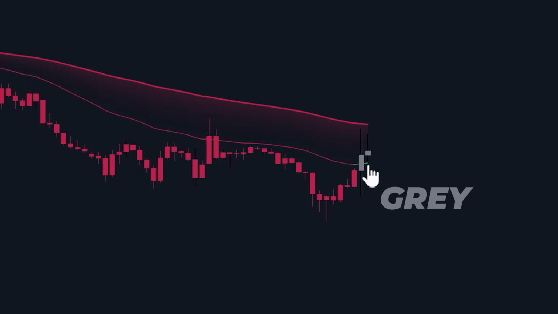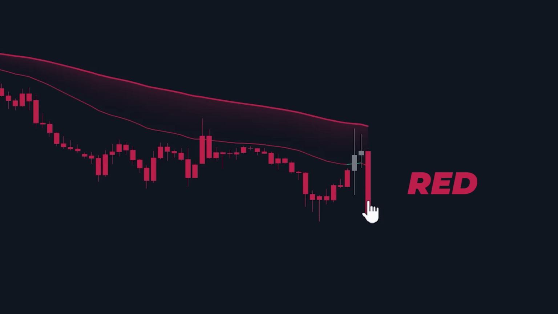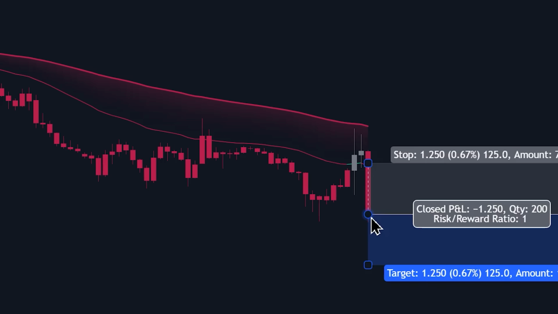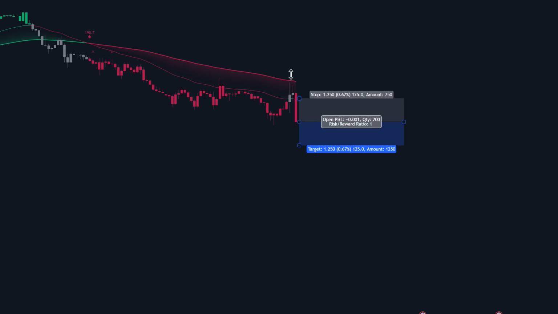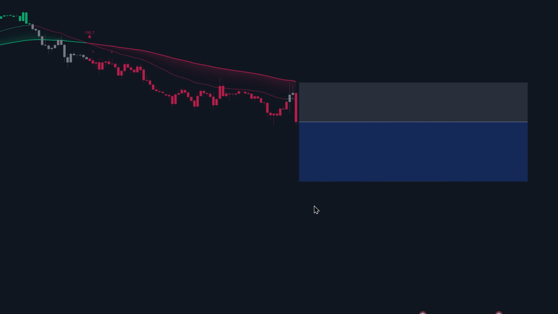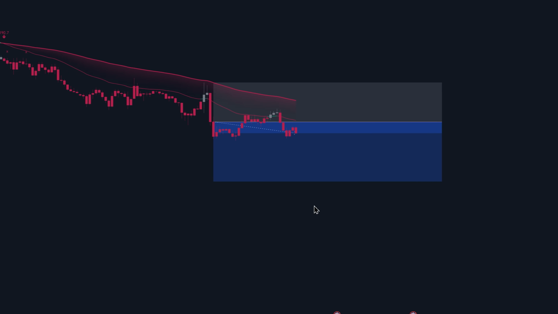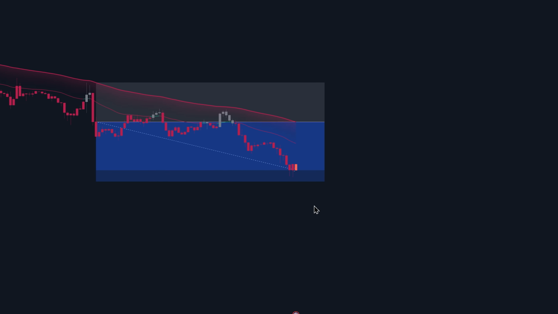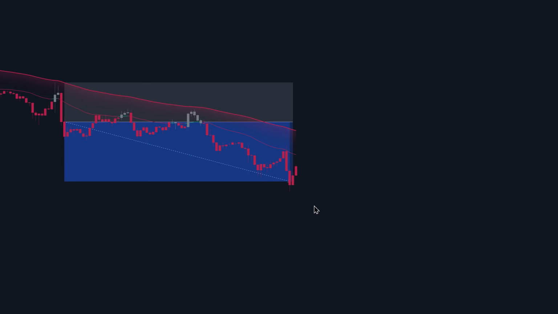Now, to confirm the end of the pullback, we need the price to go down and have the candles turning back to red. That happened here. We take a short position, stop loss above the most recent swing high, take profit is going to be set at 1.5 times the risk, letting the trade run, and it was profitable.